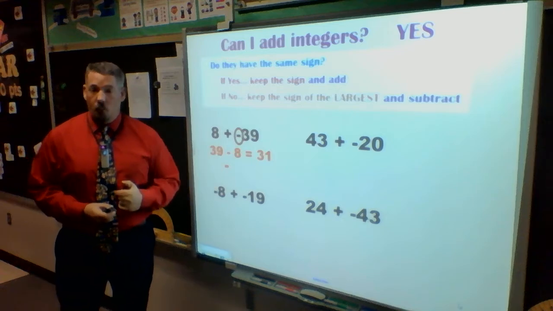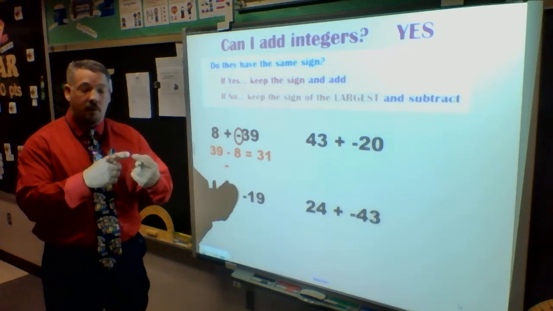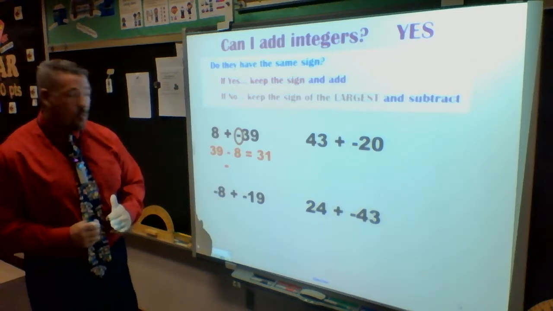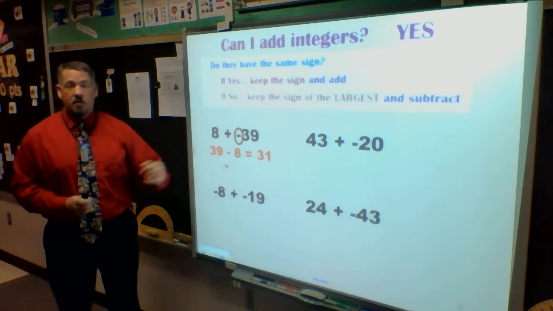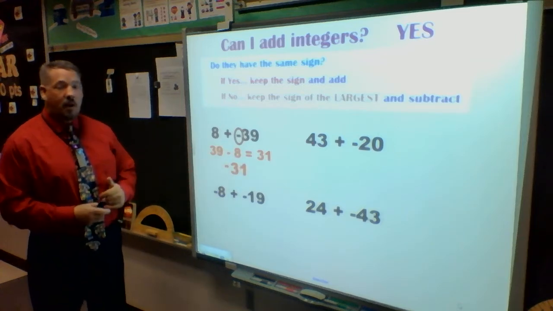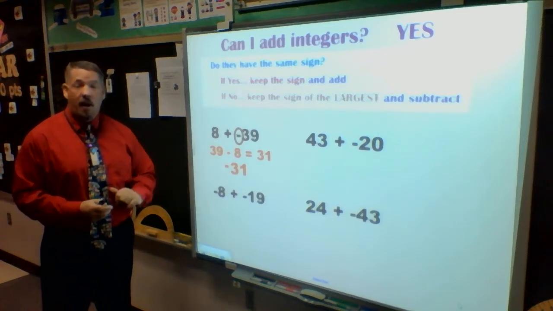If you don't show your work, if you don't show me that you're either subtracting them or adding them, you're not going to get the credit. You're not going to get them right. So then I show that I'm subtracting, and 39 minus 8 is 31. So I know my answer is negative 31. That's my answer.